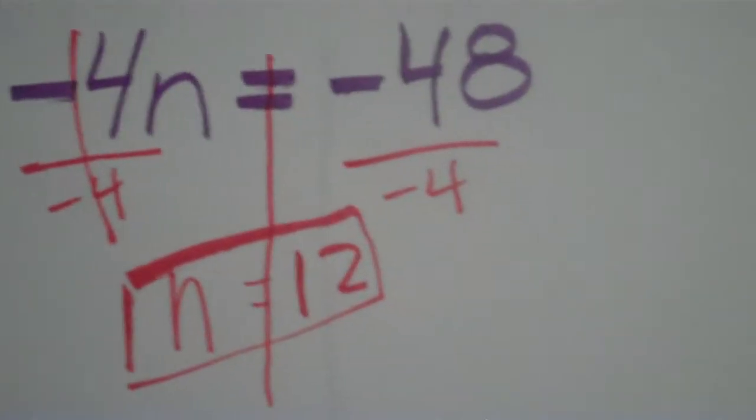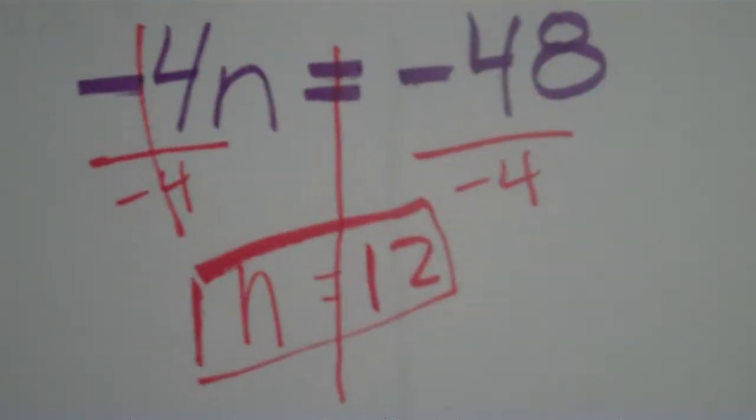-48 divided by -4 is, if you can't see, +12. So, bam, you're done. Okay, n equals 12. So make sure when you see a problem like that all you're doing is dividing. Okay, that's all you have to do.